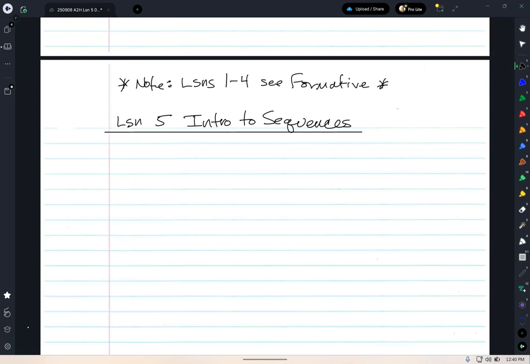So this is our intro to sequences. This is a type of relation, right? That's what we're looking at. It's going to be alphabetical from the top down. And then just look for P5.